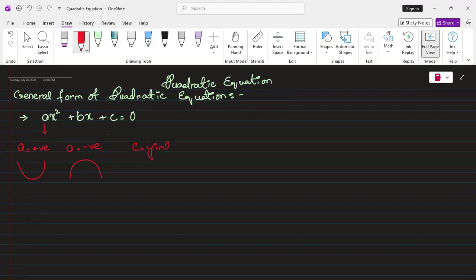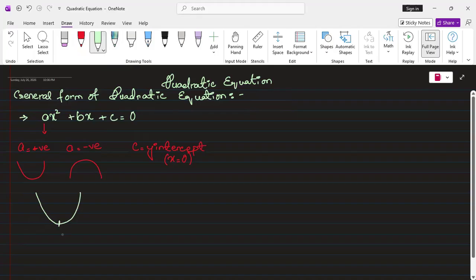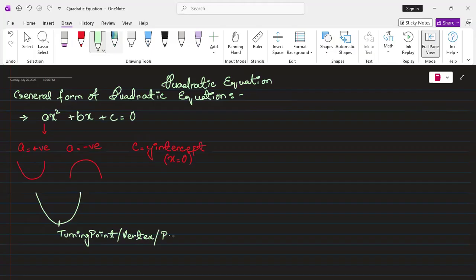Now this is the point where your curve cuts the y-axis, and at the y-intercept, x is always equivalent to 0. Now what about b? Each curve has a point of symmetry, also known as the turning point, or vertex. Turning point, vertex, point of symmetry.